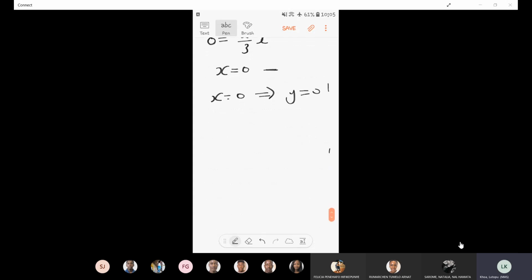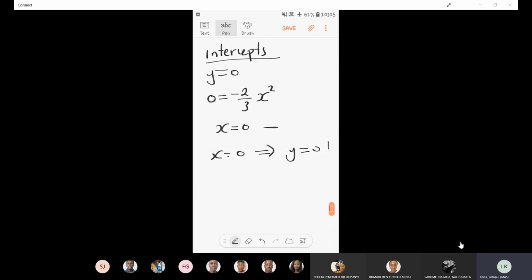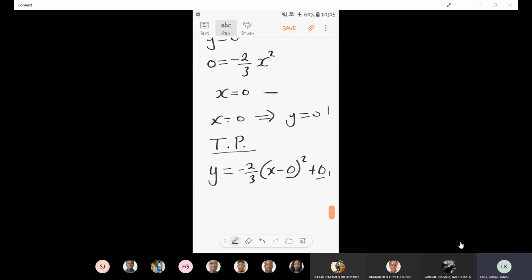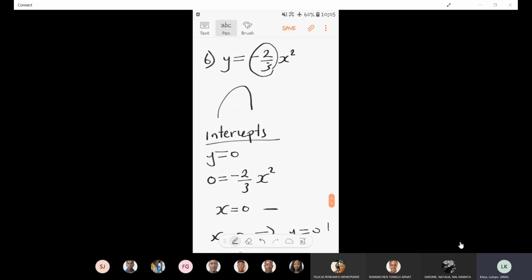Then the turning point, we said you have to complete the square. So here, if I were to complete the square, this is what it would look like: minus 2 over 3 times x minus 0 squared plus 0. So from here, I can tell that my turning point is at the origin. And also, in general, when you have one x-intercept, it usually means that that x-intercept is your turning point.